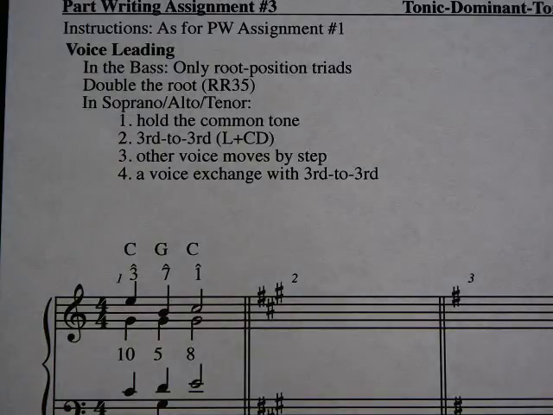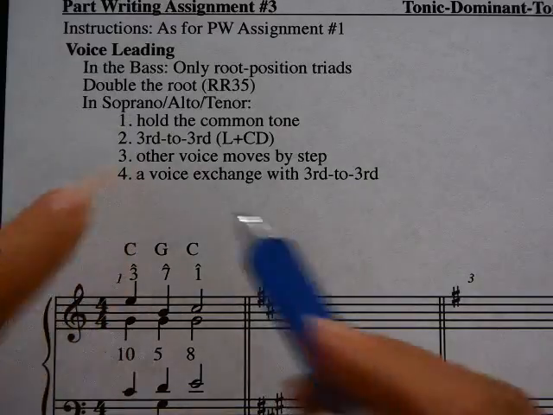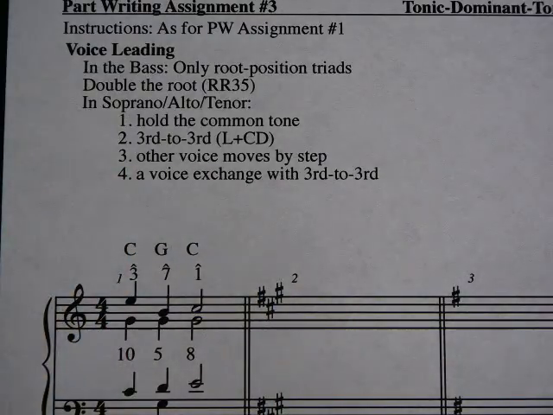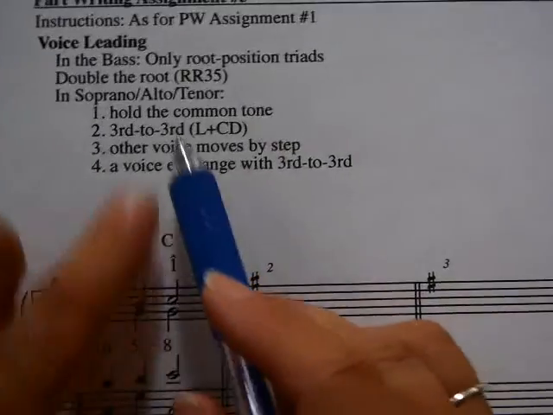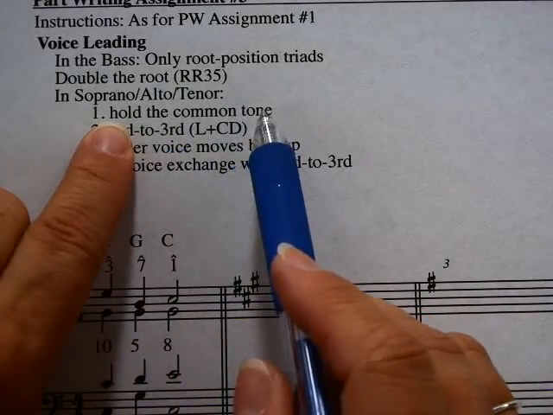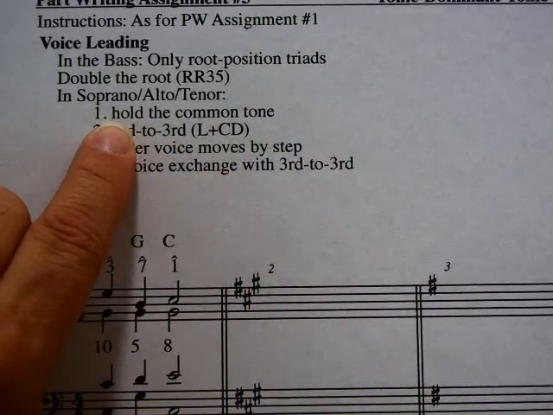In part writing assignment number 3, we are continuing to only use tonic and dominant chords. Remember that in part writing assignment number 1, amongst soprano, alto, and tenor, there was one common tone and the other two voices moved by step. In part writing assignment number 3, amongst soprano, alto, and tenor, there will still be one common tone between the 1 chord and the 5 chord.